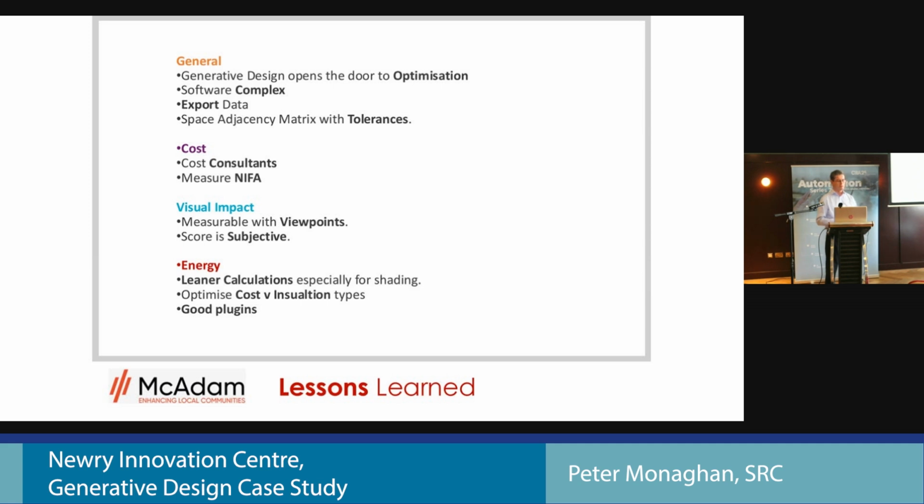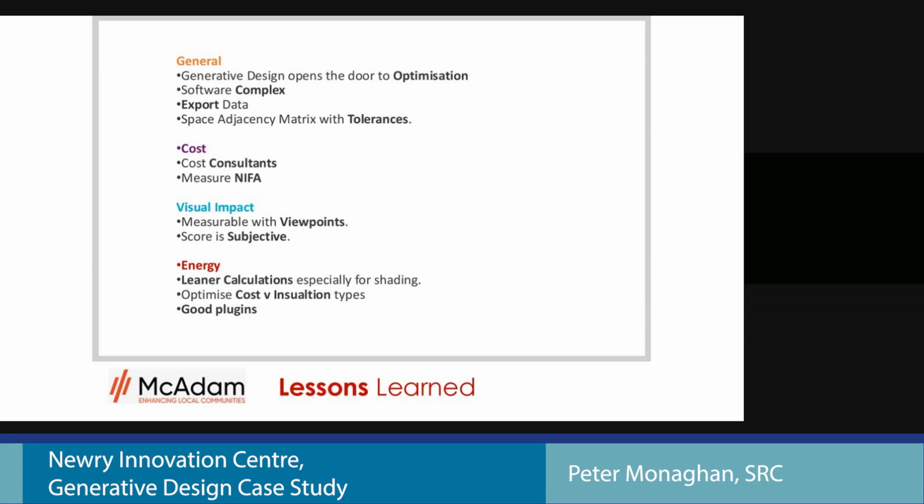The export data is now good if you can get it out, and I think there are other places you can analyse it much better. You need, I think, a space adjacency matrix, and I'm going to come back to that in a minute. I think it's a very good thing for cost consultants and embodied carbon, and I think we need to look more at measuring that net internal floor area.